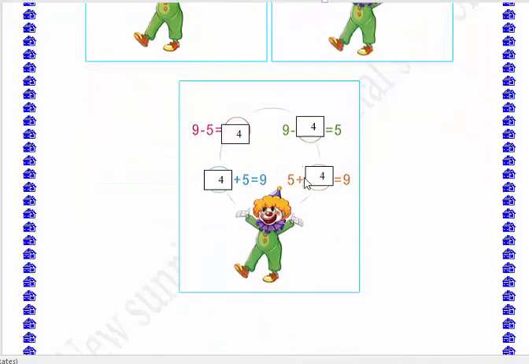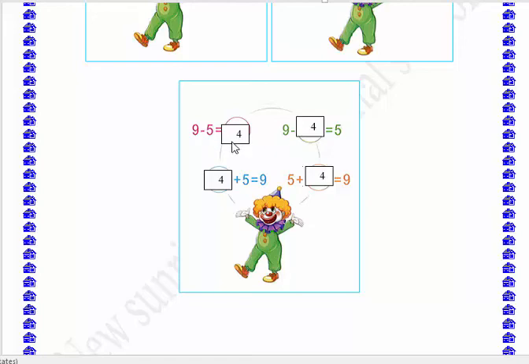The last one. 9 minus 5. Count after 5 to 9. 6, 7, 8, 9. How many fingers did you open? 4. If we need to subtract by counting before, what is before 9? 8, 7, 6, 5. So the answer will be 4. We can use any way as we like. 9 minus 5 equals 4.